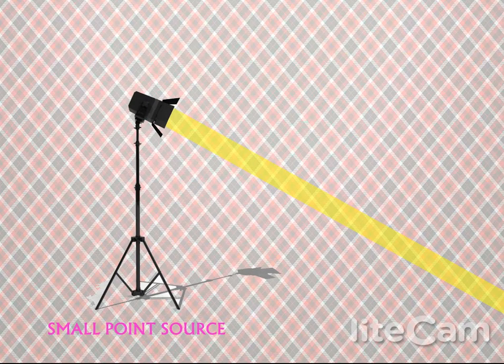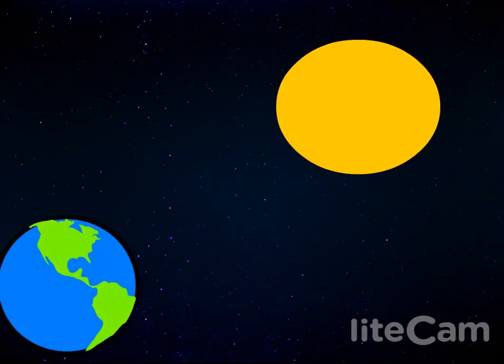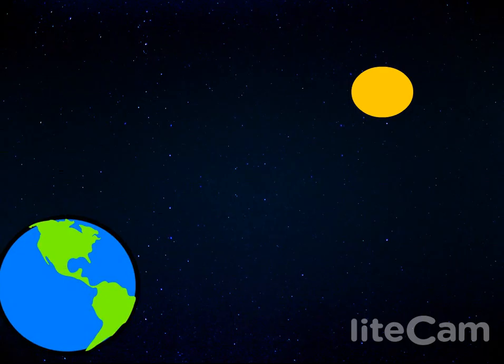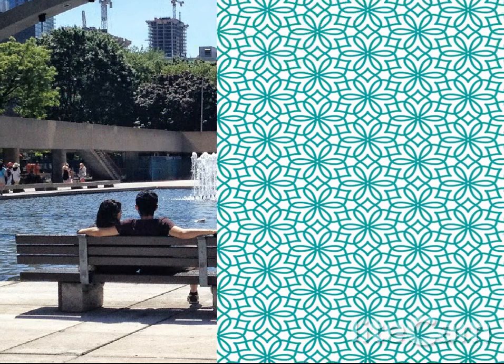It produces parallel light beams which are focused in one direction, which causes a harsh and sharp shadow line of an object. The sun is the ultimate hard light. It is a huge light box, but since it is so far away from the earth, it becomes a small point of light. Therefore, on a sunny day like this with no cloud, you can create hard light photography.